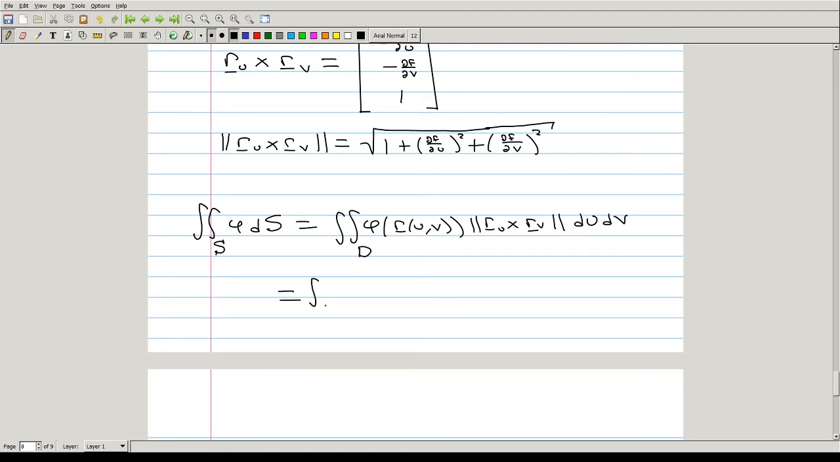which is exactly equal to the double integral over D of the scalar function phi of r(u,v) times the square root of 1 plus partial f partial u squared plus partial f partial v squared du dv. Right, which is a little bit simpler to use and to go through and calculate.